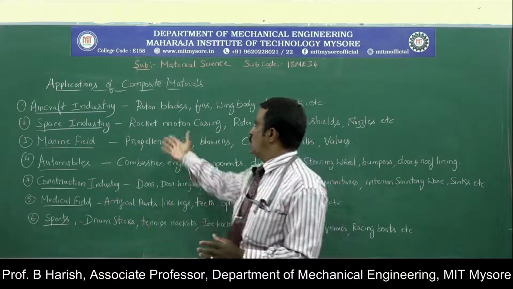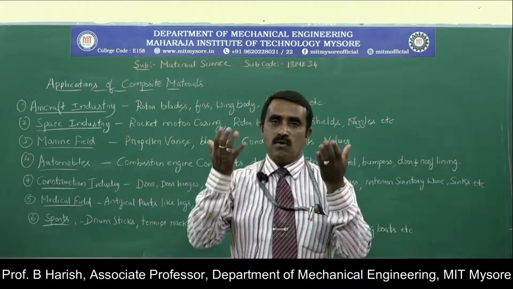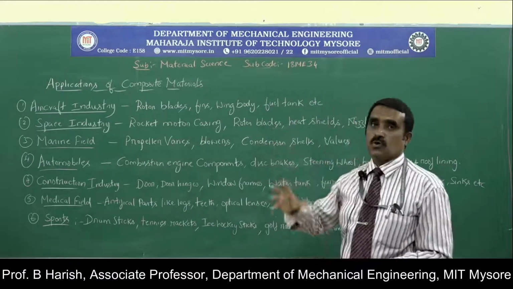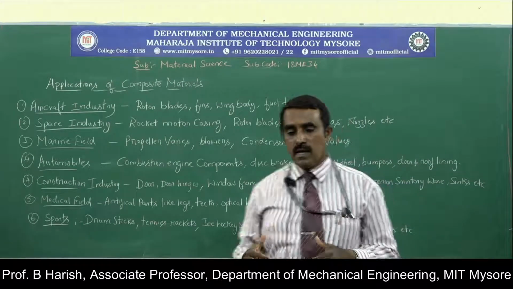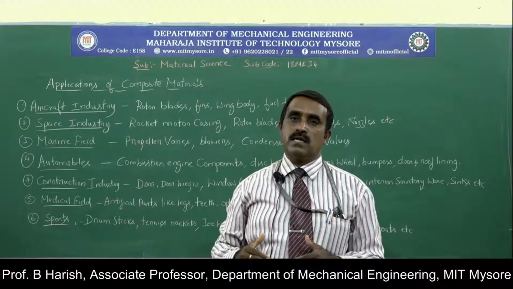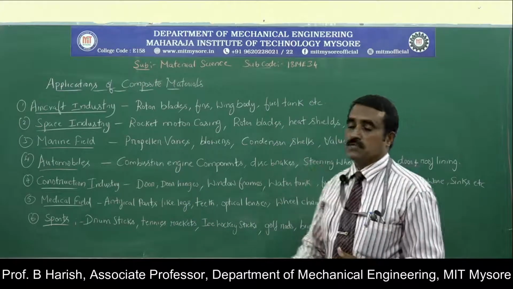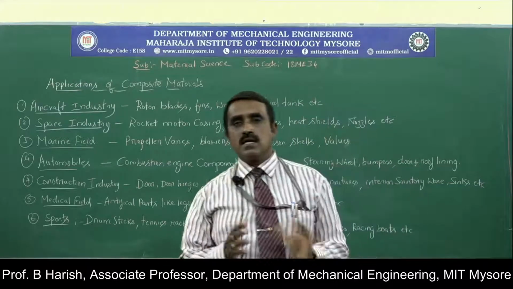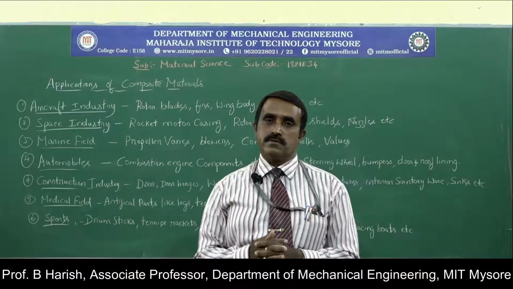So there also, the major parts are manufactured from composite material. Listing some of them: rocket motor casing, a big motor which pushes the space shuttle towards the orbit; rotor blades; heat shields, where a large amount of heat is generated, and that heat energy pushes the space shuttle, so it should have heat shields made up of composite material; and similarly nozzles. These are the different parts in the space industry where composite material is used.